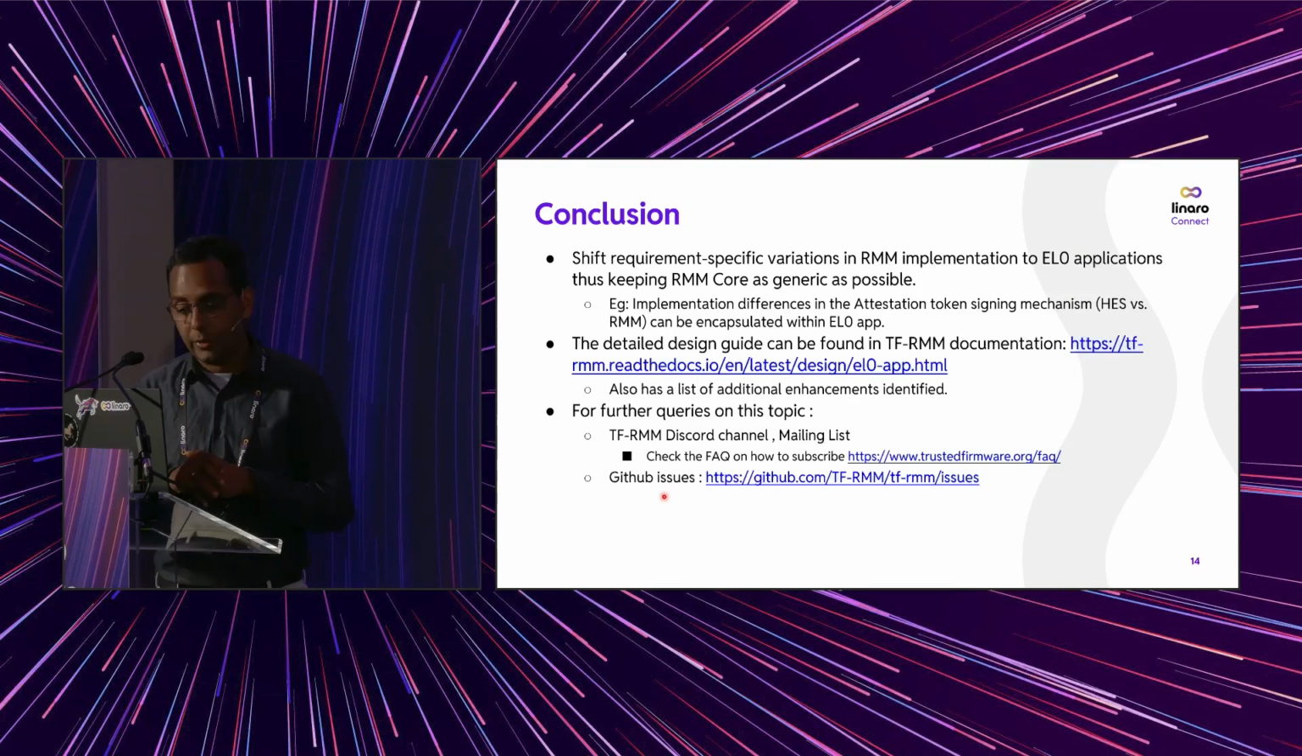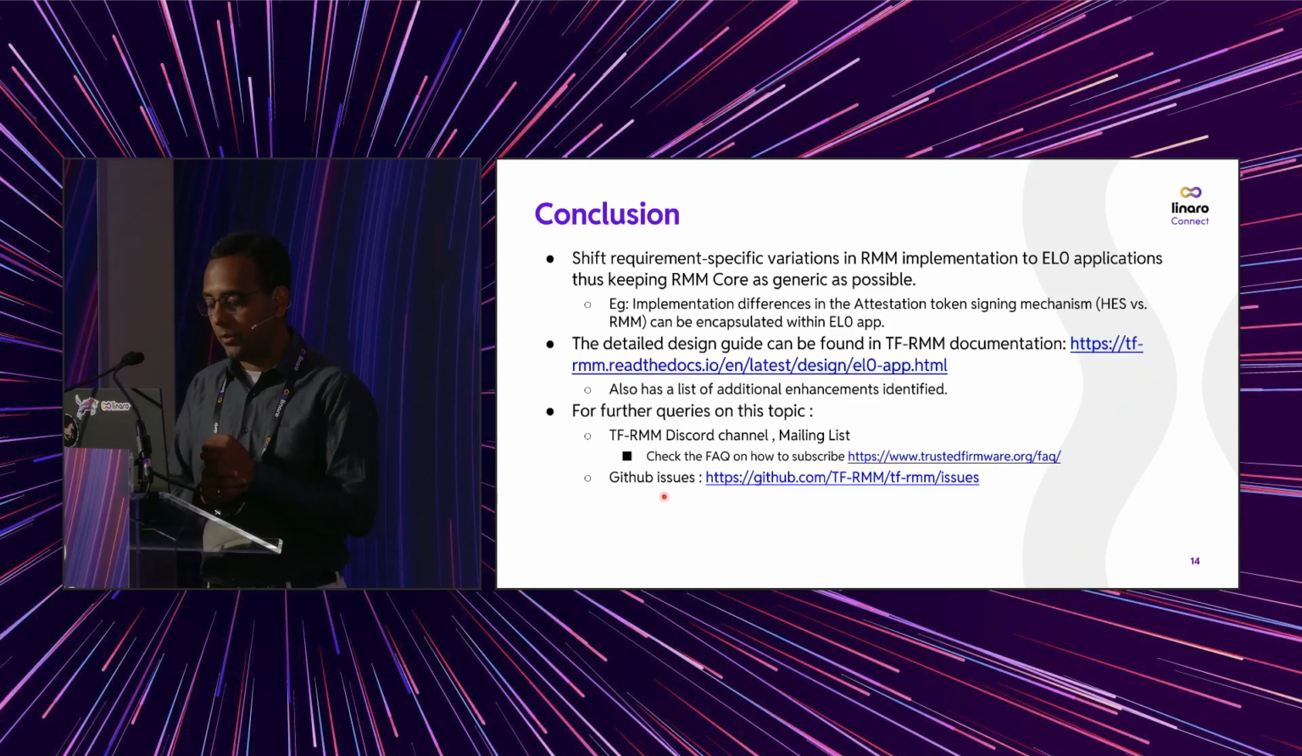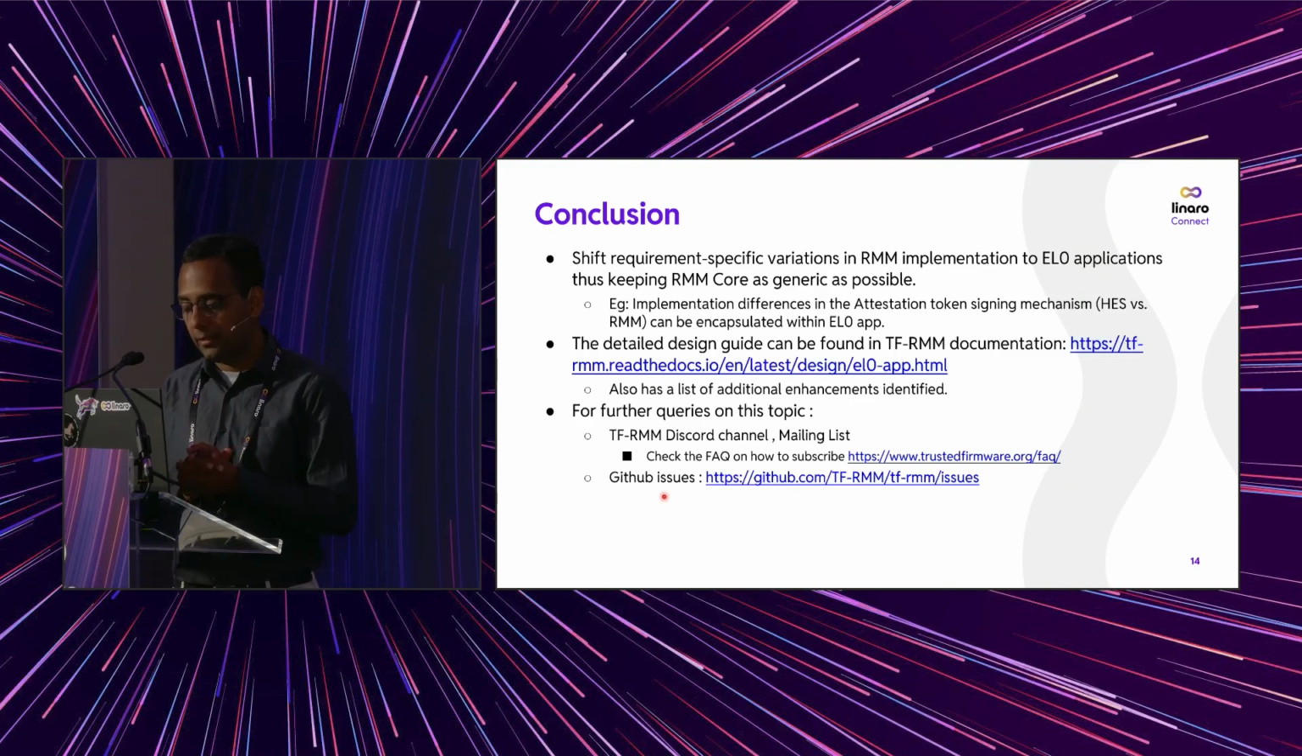The other potential benefit is we can shift some of the requirement-specific variations in RMM to EL0 applications, thus keeping the RMM core generic. So one example is we have two slightly different attestation token signing schemes in RMM today. So if we are able to isolate this difference, it's already isolated, but it is possible to have two different versions of the app doing these two different schemes, but then have the RMM core as generic.